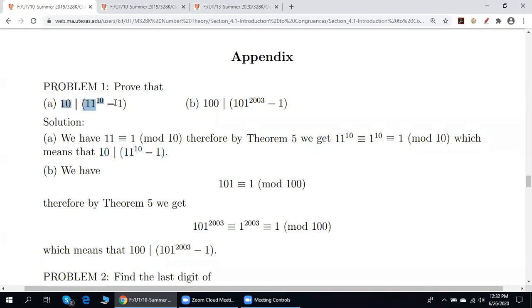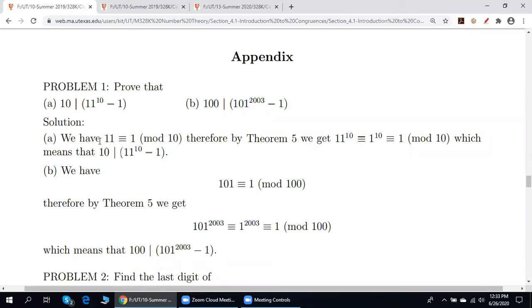Now compare A with B. Note that in B, it's really hard to use common sense. We want to prove that this is divisible by 100. One can easily prove that this is divisible by 10, because no matter to which positive integer power we raise 101, the last digit will be 1, minus 1, the last digit is 0. So this is divisible by 10. But how to prove that this is divisible by 100?